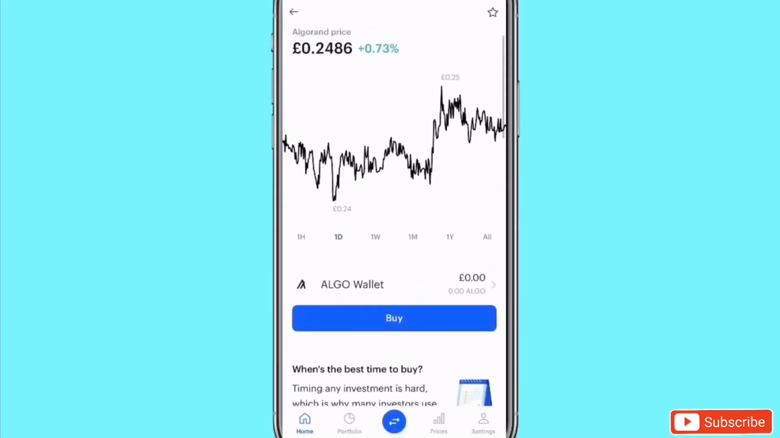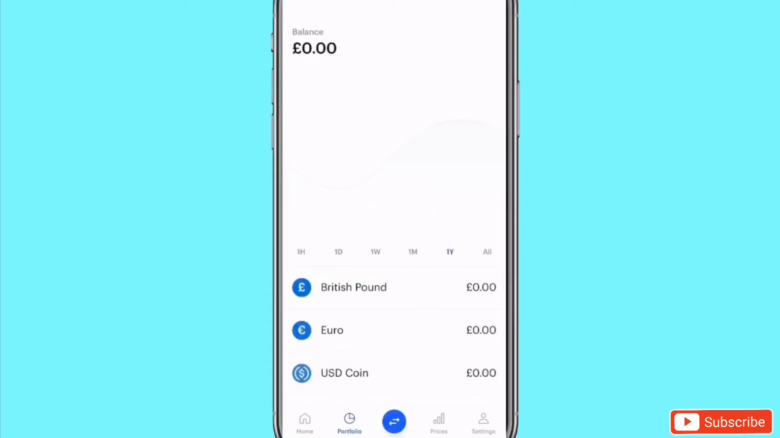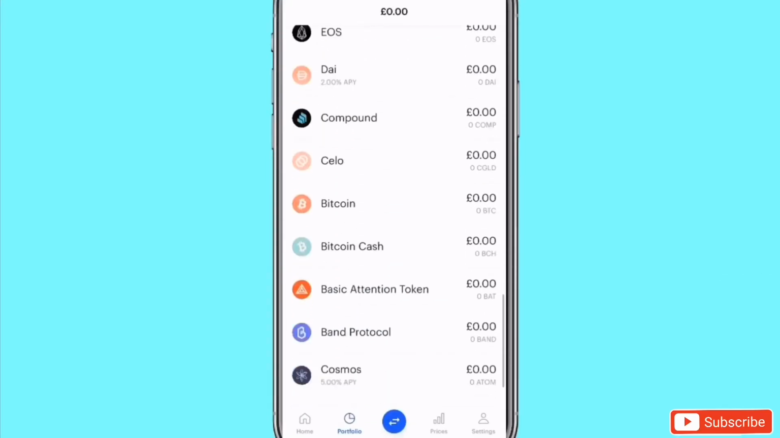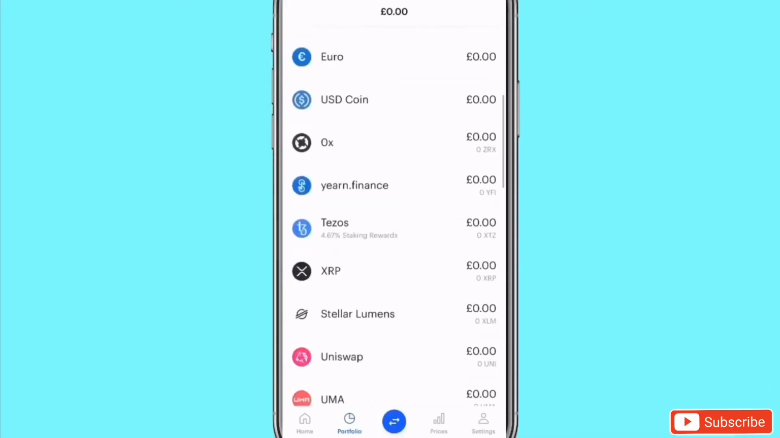It's kind of like most stock investment apps. They've made it really simple to use. You've got each of your wallets here. You can see how much you have with every single thing on this platform, how much spare cash.